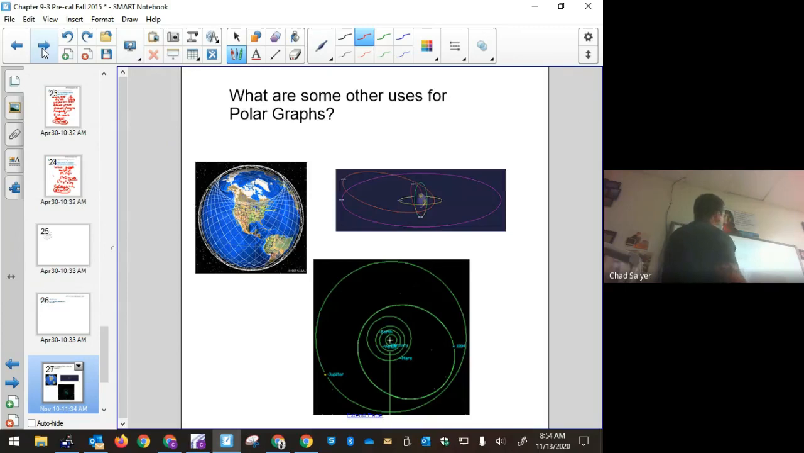What are some other uses for polar graphs? Well, GPS, mapping the orbits of satellites, using the pathways of the planets to plot a satellite's trajectory. If we send a satellite to Saturn, you don't just send it to Saturn. You're going to use other planetary bodies as a slingshot to increase its velocity, make it get there a lot quicker. So they, for example, would wait until Mars was in a certain trajectory, and they would go.